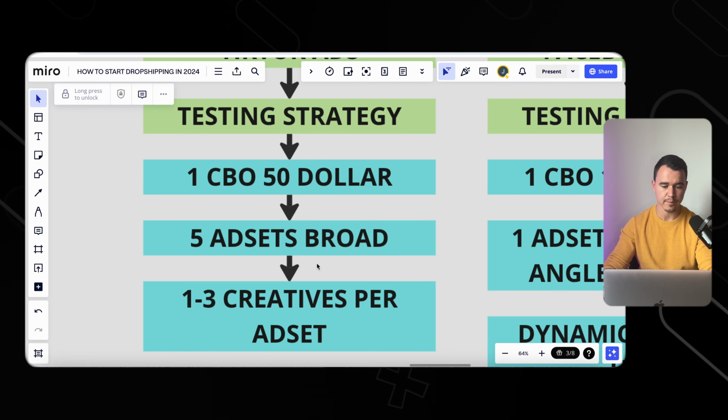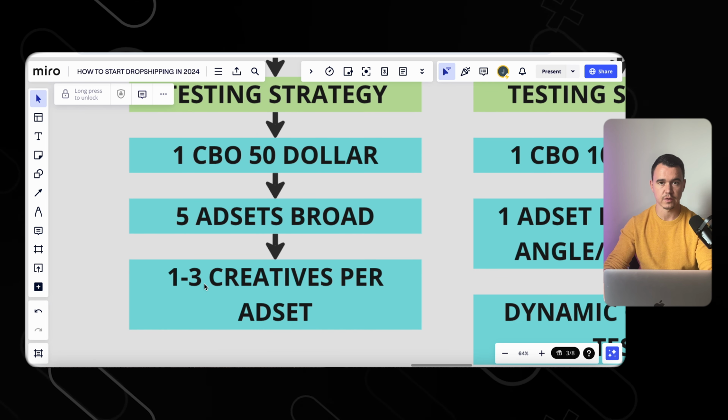That means no interest, nothing selected, just leave it blank. Just target one country, the whole country, maybe by gender if you have a male product or a female product, but I leave it blank normally as well. And per ad set, I do 1 to 3 creatives.